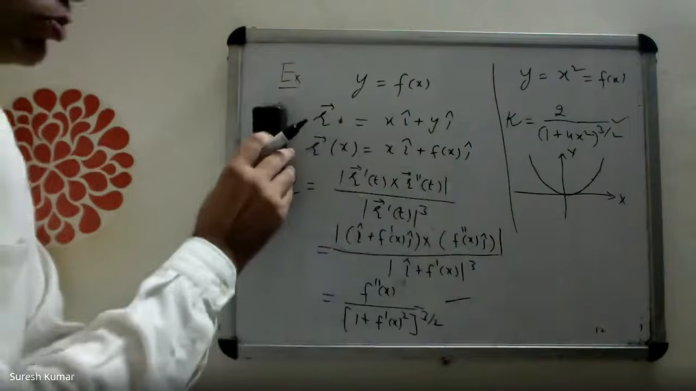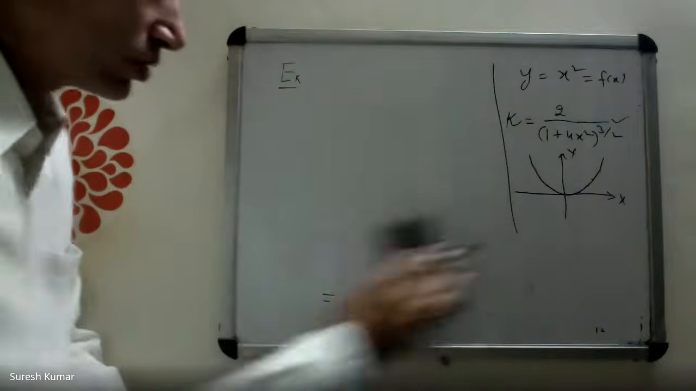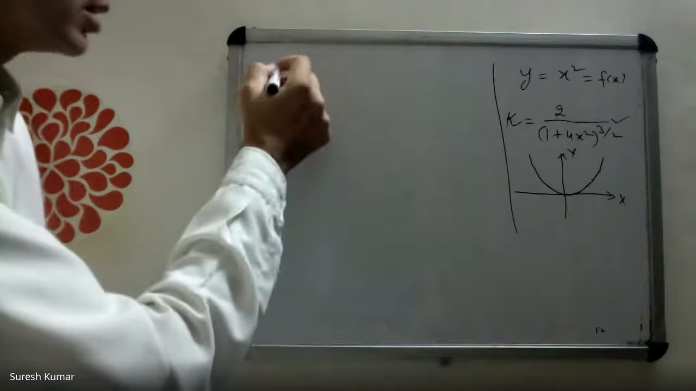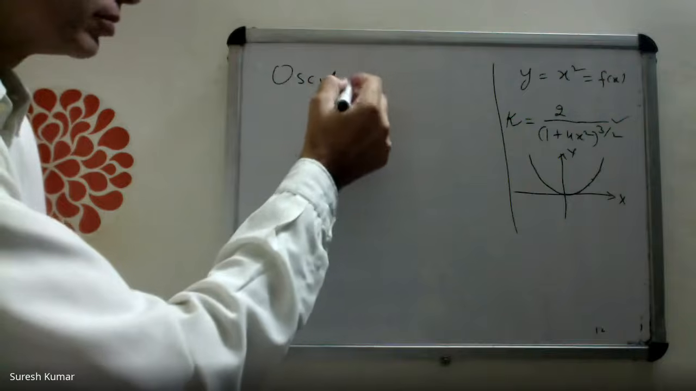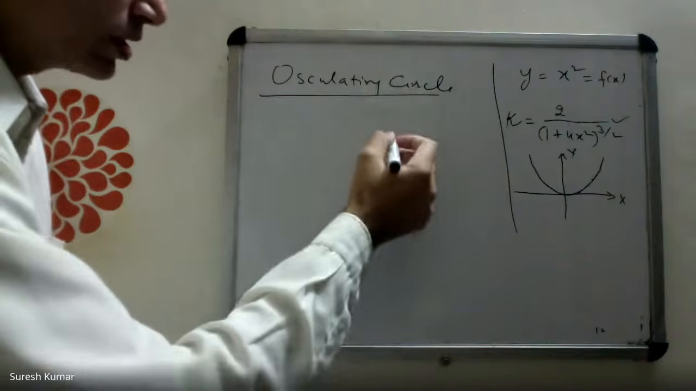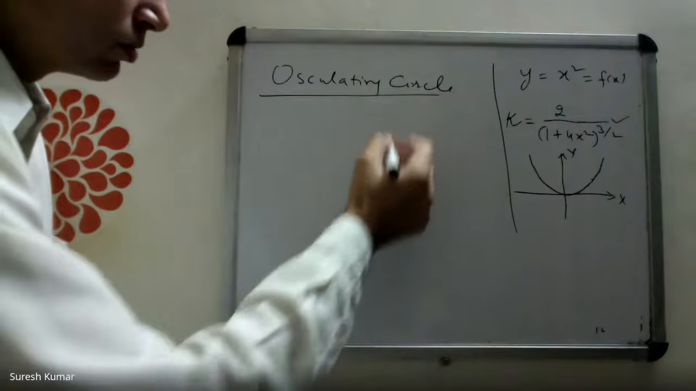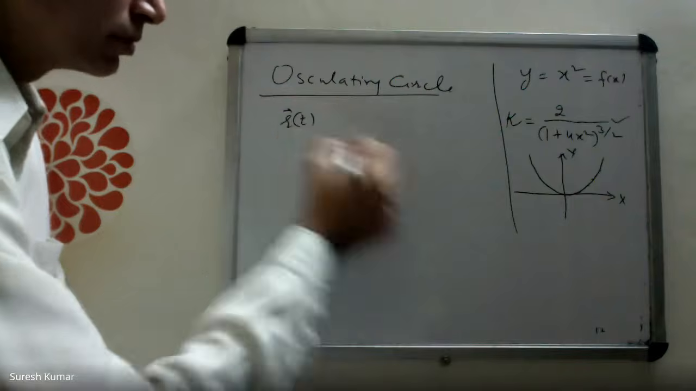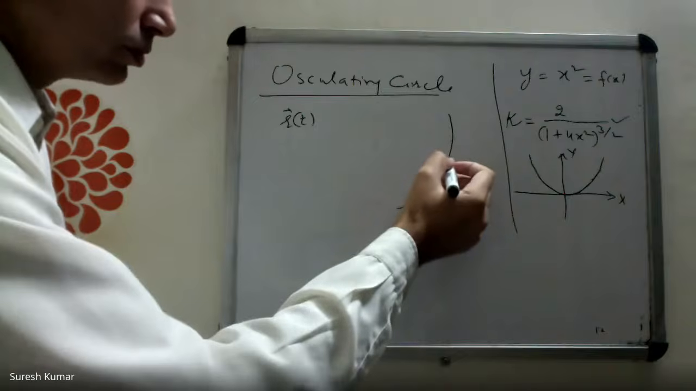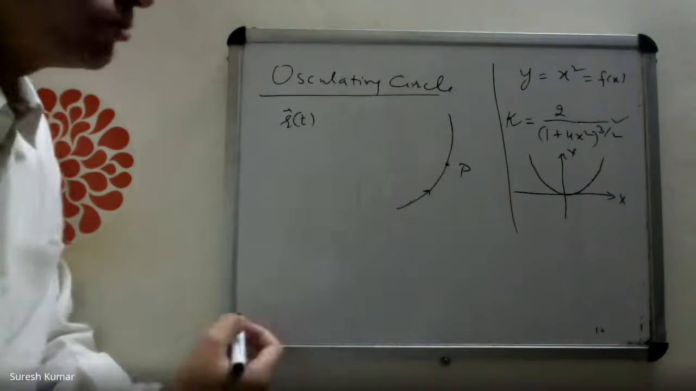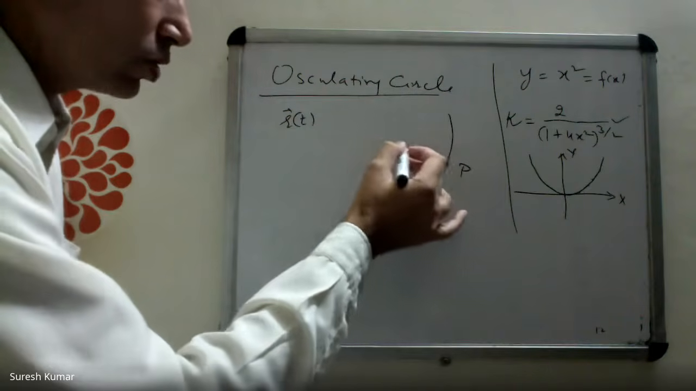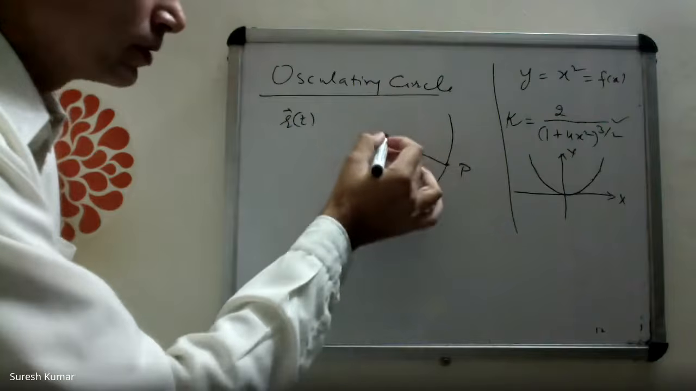Let me tell you one more point, the final point in today's lecture. That is the osculating circle. What is the osculating circle? Let's go to the curve r(t). Suppose this is your curve, and at point P you are interested in finding the osculating circle. First understand what it is. This is the concave side of the curve, so the normal lies this side.